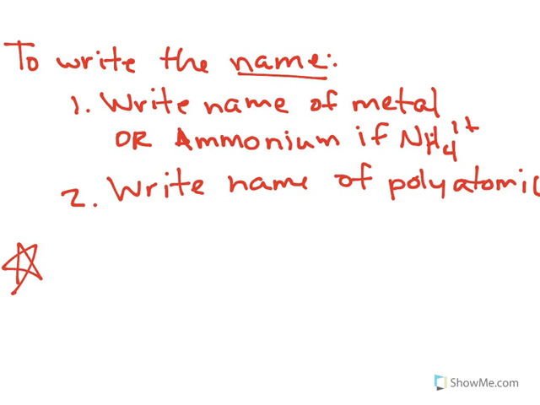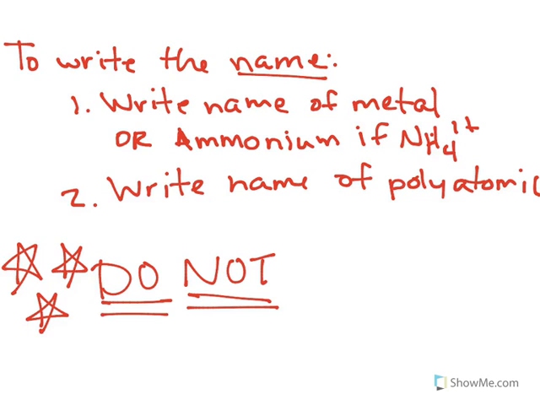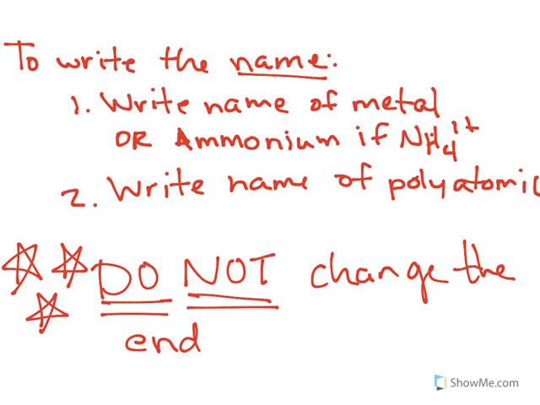Huge important thing. Yesterday I said you change the ending to IDE. That's when you have a nonmetal, not a polyatomic ion. So you do not change the ending. The only exception to this is if the polyatomic ion that you have is ammonium and then you just have a nonmetal. If all you have is the nonmetal, then you're going to change the ending to IDE. But if you're writing a polyatomic as in the nonmetal spot, you don't change the ending, you don't change anything.